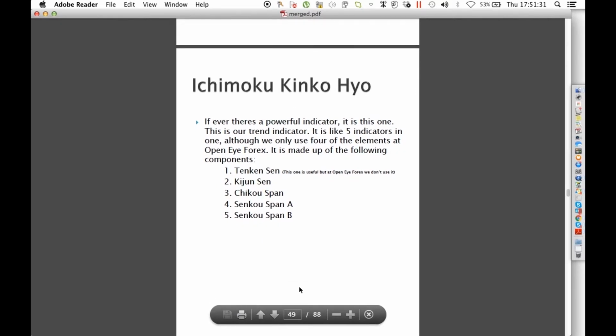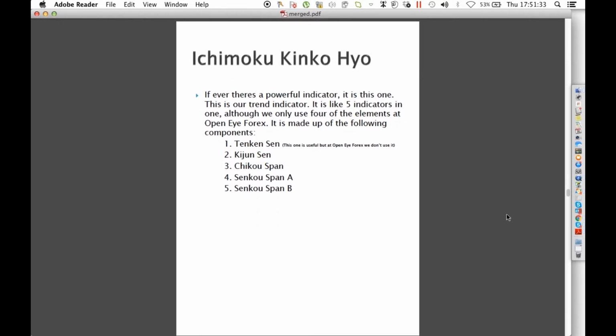All right. And the Ichimoku can go higher. If ever there's a powerful indicator, it is this one. This is our trend indicator. It is like 5 indicators in one, although we use 4 of the elements at OpenEye Forex. It is made up of the following components: the Chikou Span, the Kijun Sen, the Tenkan Sen, the Senkou Span A, and the Senkou Span B.